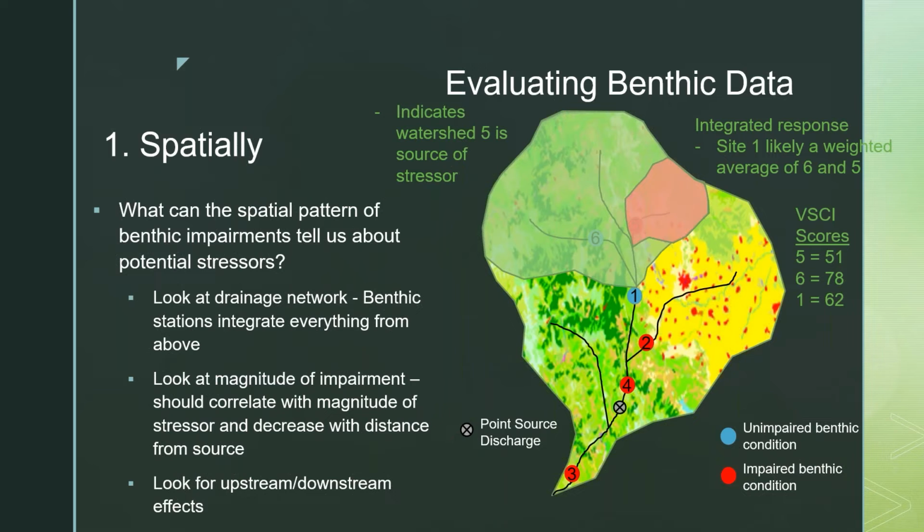All right, how about as we move farther downstream? Now, if we get to station 1, right? Station 1 is obviously integrating everything upstream. So it's integrating information from station 5 and it's integrating information from station 6. If we look at the scores at station 1, the Visky score there is kind of a weighted average of what we see at 6 and 5. Again, that tells us something. That tells us that the stressor we're looking for is still found in subwatershed 5.